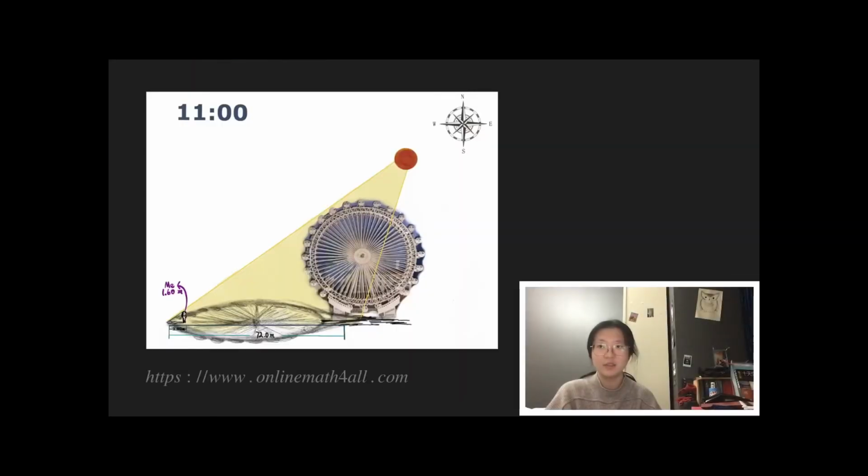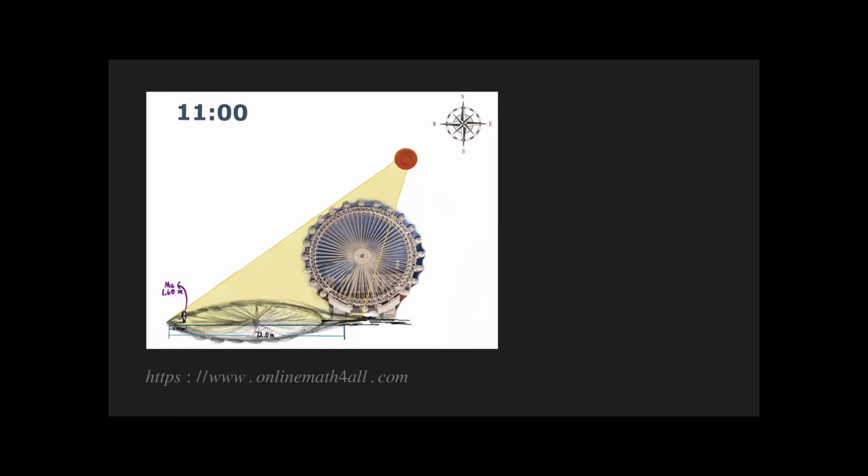I plan to use my stature, my shadow, and the Ferris wheel's shadow to create two similar triangles. Then I use ratio to calculate the height of the Ferris wheel. This website supports my idea.